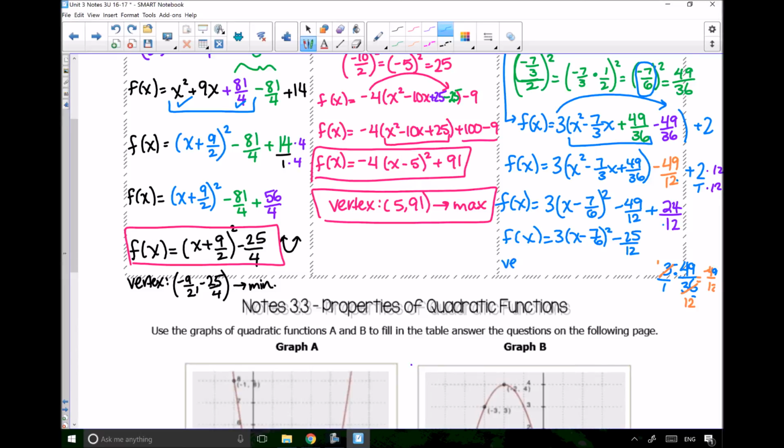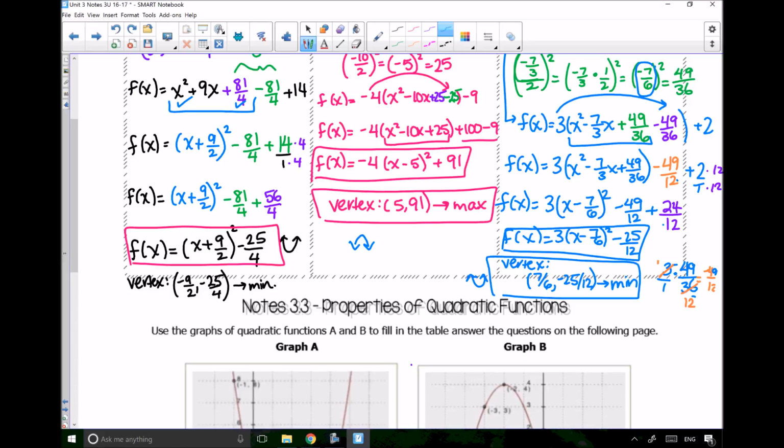Which means that my vertex, so this is in vertex form, and then my vertex is going to be positive 7 over 6, negative 25 over 12, and it's going to be a minimum because the a value is positive, which means that it opens up. Remember, the a value here is negative, which means that it opens down.